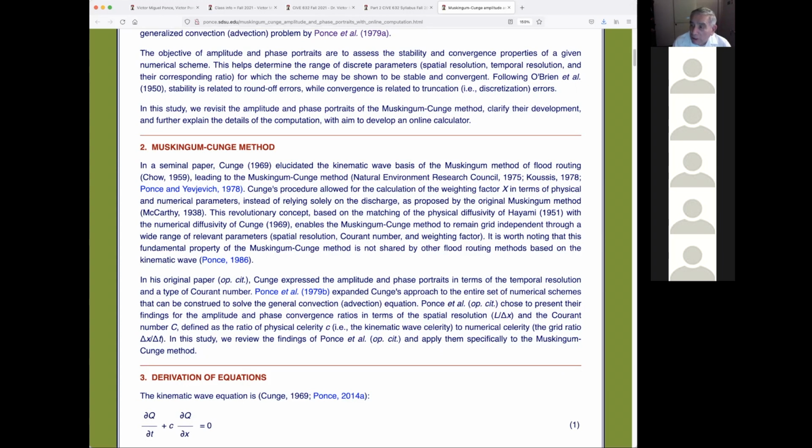Any model that is grid independent is a good model in numerical parlance. If it's not grid independent, it's not a good model. It's just a model, but not a good model. And we're looking, obviously, for the better, the best model.